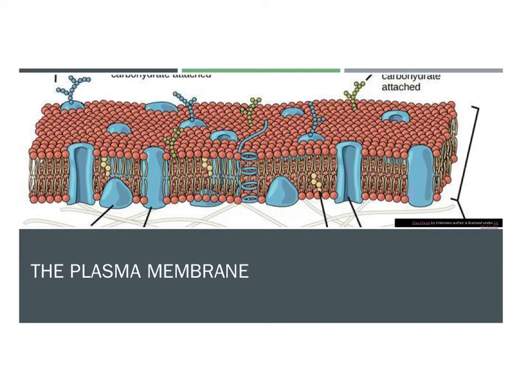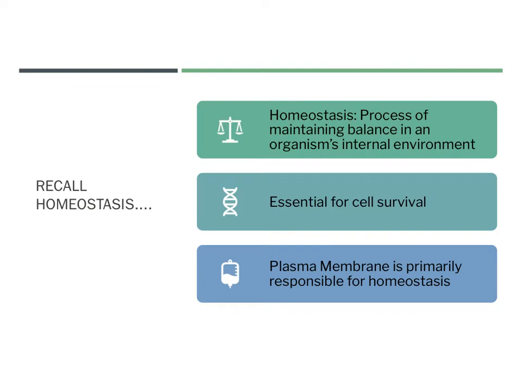All right, so today we're going to talk about the plasma membrane of cells. To begin, I want you to recall from our very first unit in biology this year, and think about the word homeostasis. Remember, what did it mean when a living organism had to maintain homeostasis? Just a refresher, homeostasis is the process of maintaining balance in an organism's internal environment, right?